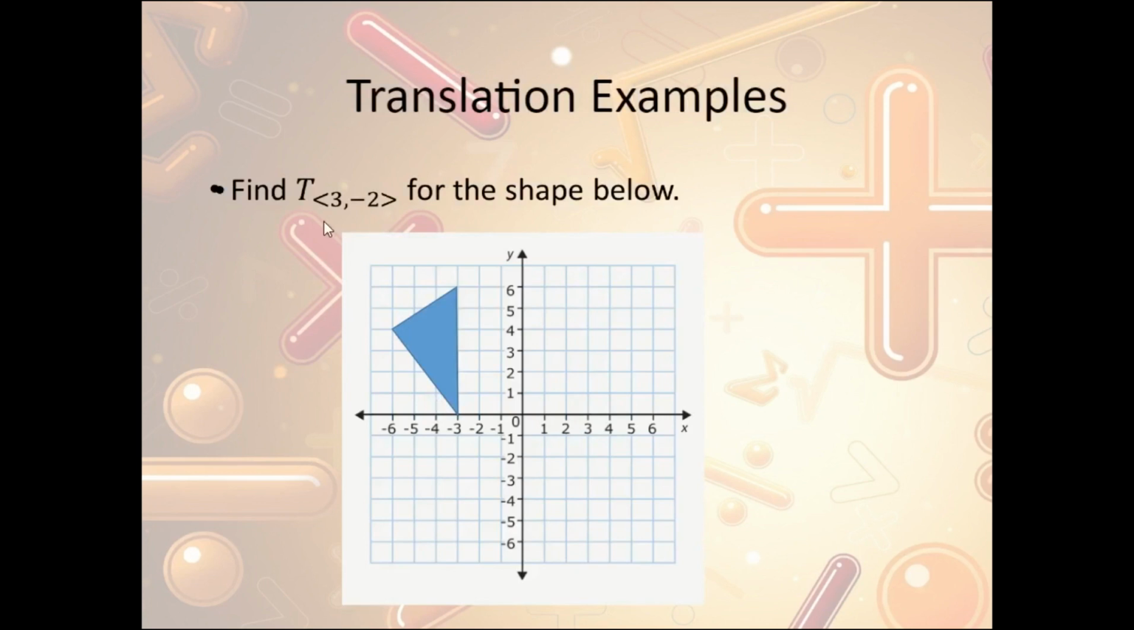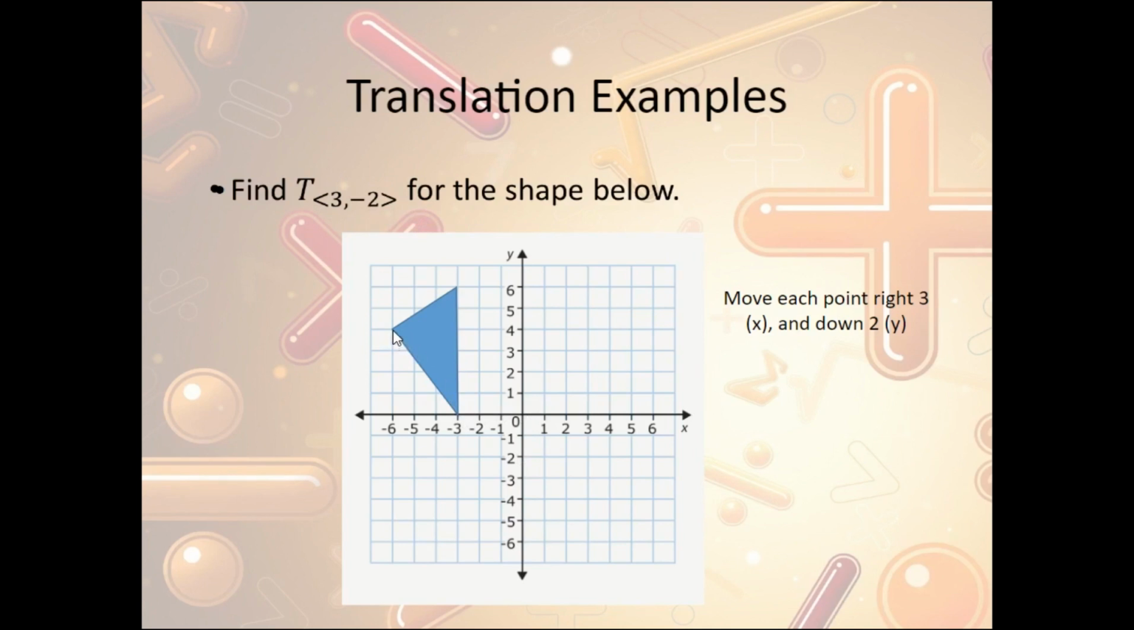So let's look at an example. We want to find T of (3, -2). So what we're going to do is take each of the points and move them to the right 3 and down 2, because we're going to have a change of +3 on the x-axis, so everything's going to slide to the right, and then -2 on the y, so it's going to go down 2. So I take each point and slide it to the right 3 and down 2.